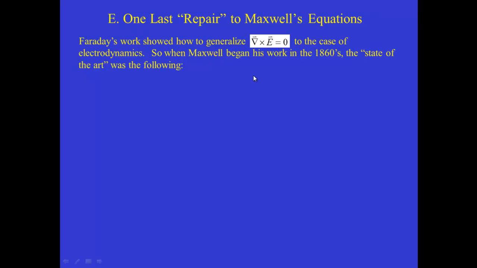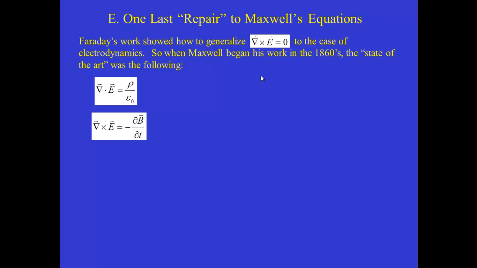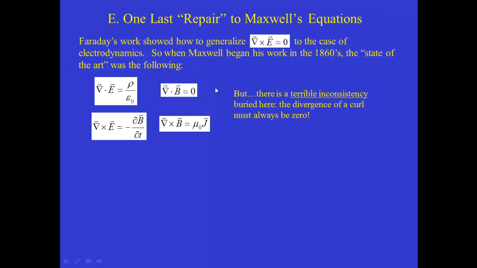So when Maxwell began his work in the mid-1800s, here was the state of the art. We had Gauss's law: del dot E is rho over epsilon 0. Del cross E is minus dB dt. Del dot B is 0, and del cross B is mu naught J. That might seem like it's okay and we're fine, but as we'll see in just a moment, inside these equations lies a terrible inconsistency.